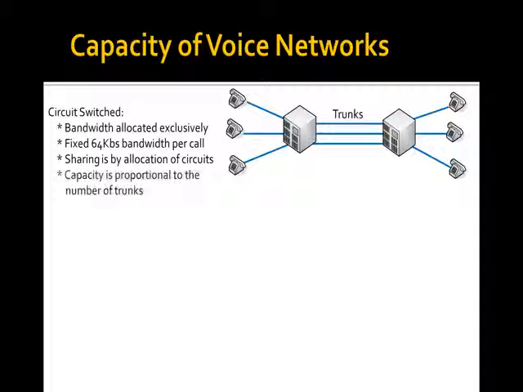Okay? Which means the capacity of that network is proportional to the number of trunks. Notice I didn't say limited to. I've shown a perfect example here. 3 phones, 3 trunks, 3 phones on the other end. Realistically, if you have 2,000 users, the university has roughly 3,000 at any point.